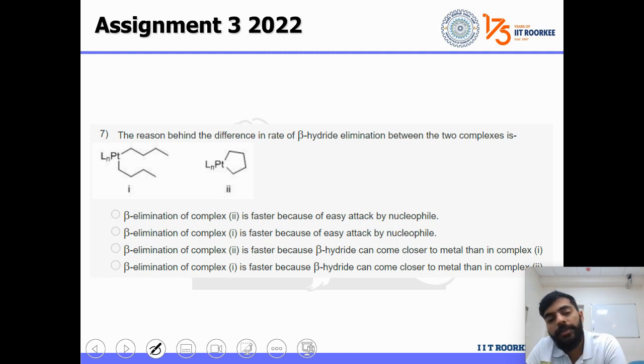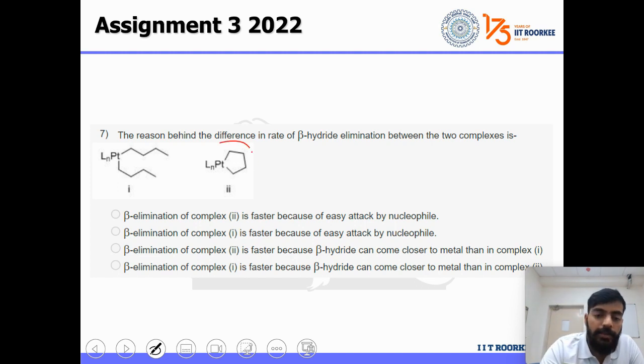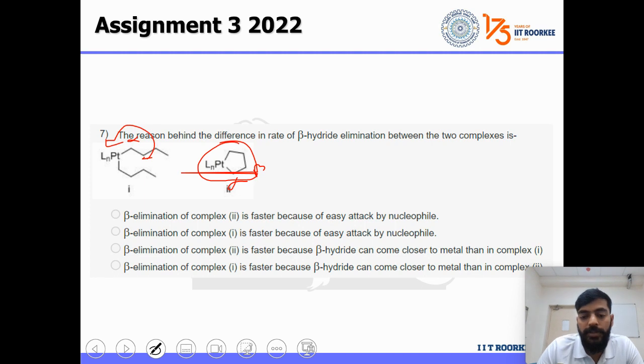See what is happening in the second one. It is the cyclic one. Okay, so if it is cyclic, it cannot rotate. It is fixed. But if you see here, alpha beta is here. ठीक है, it can rotate and come nearby to the metal. So which one is easy? First one is easy and faster.